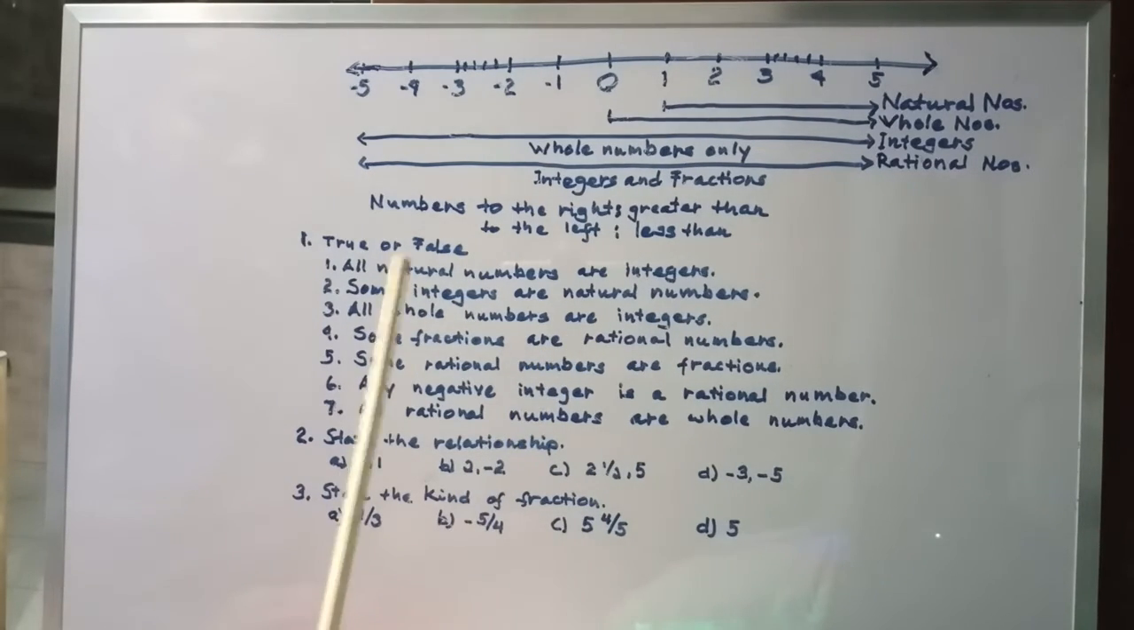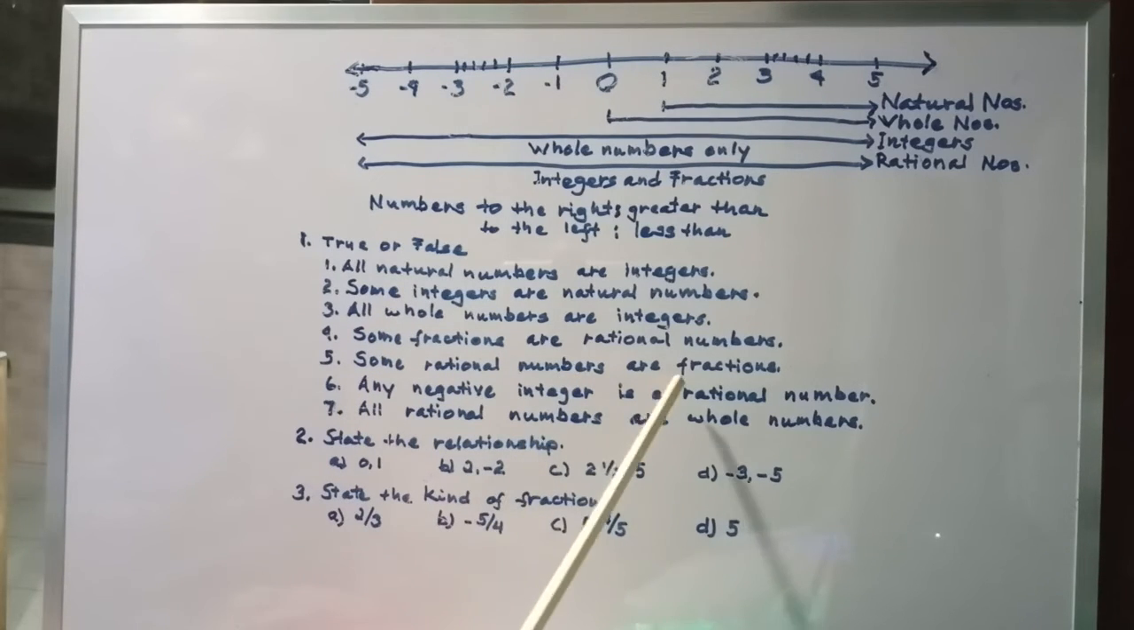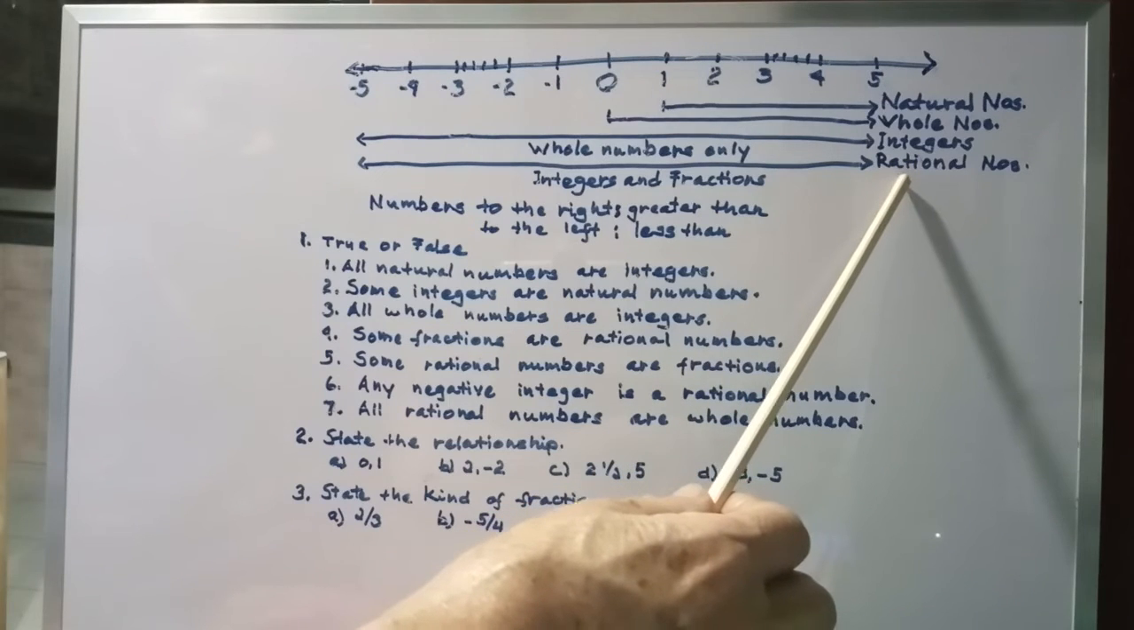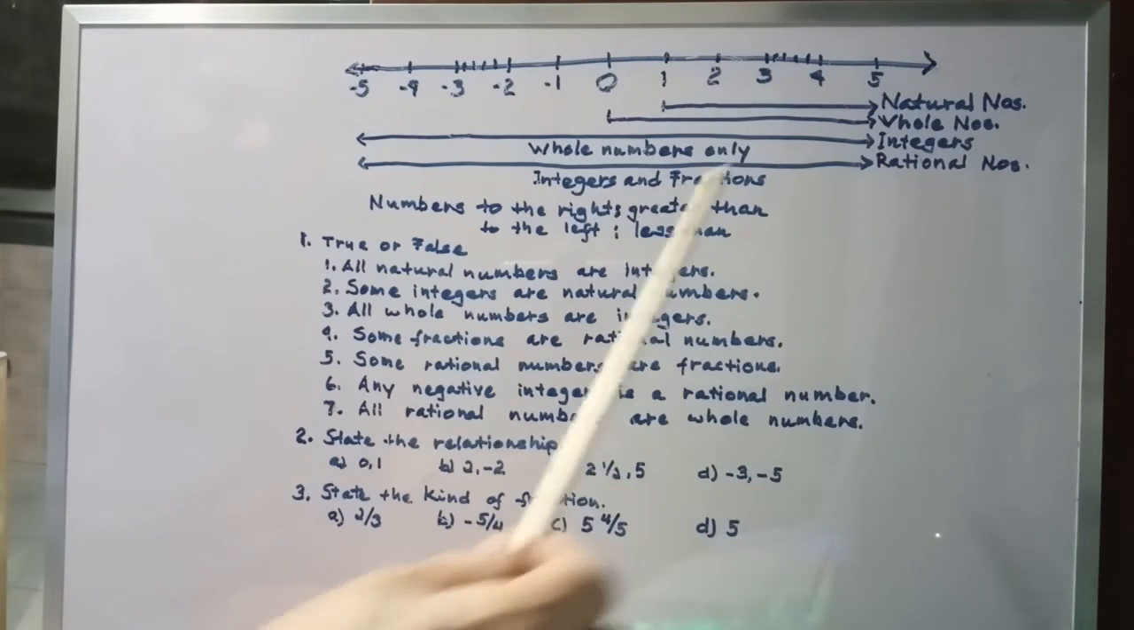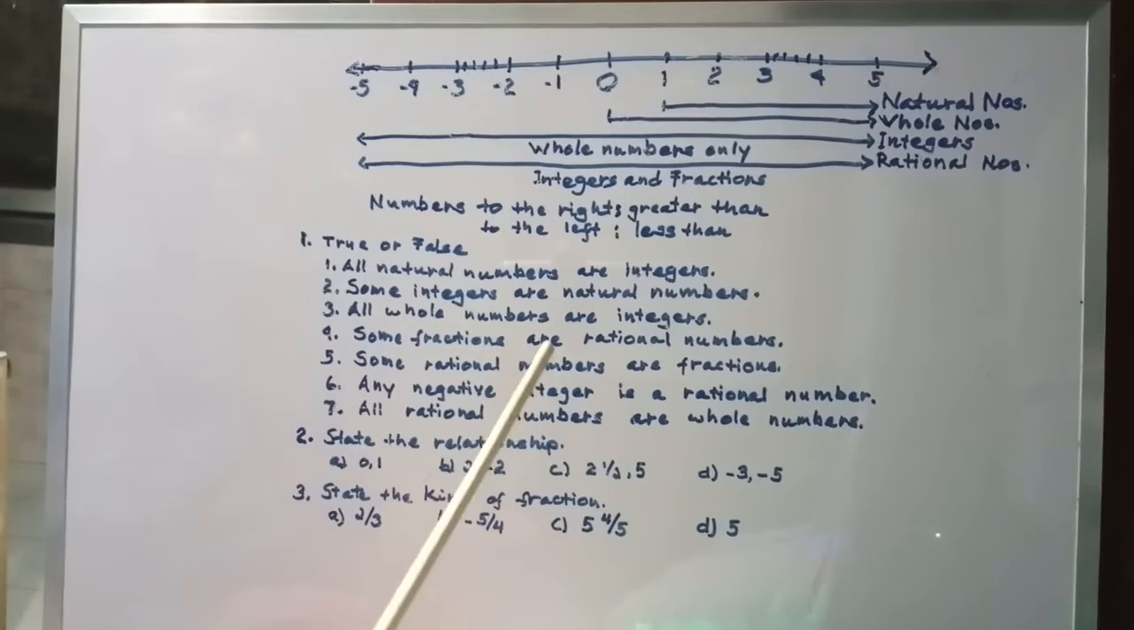Number 5, some rational numbers are fractions. By definition, some rational numbers are fractions. It's true. So number 5 is a true statement.